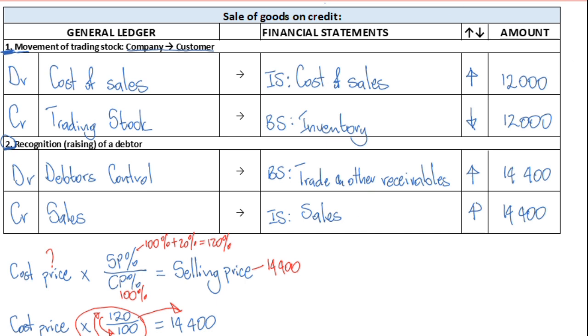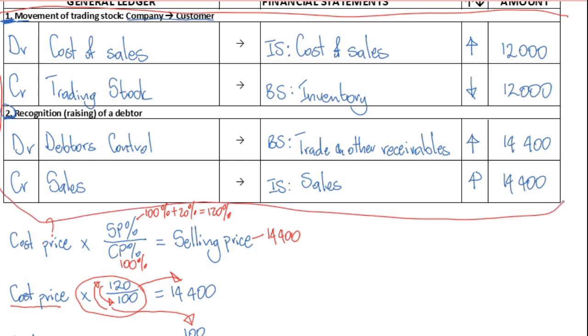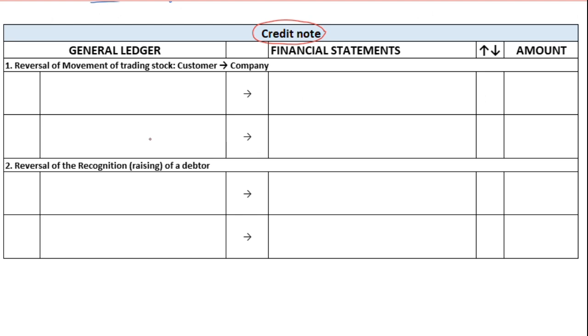Now let's deal with the adjustment. Since P. Mahlangu is now returning the goods back to the company, it means that everything that we did when we sold the goods must now be reversed by issuing a credit note. So all the entries that we made in our accounting records are now going to be reversed. So the first entry that we are going to make is for the reversal of the trading stock movement.